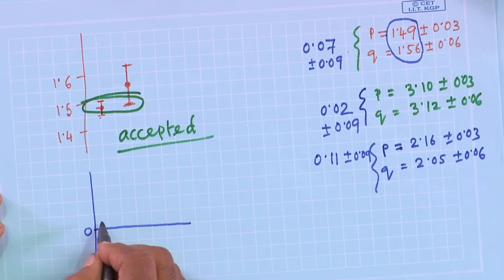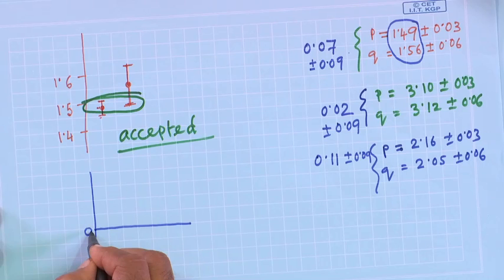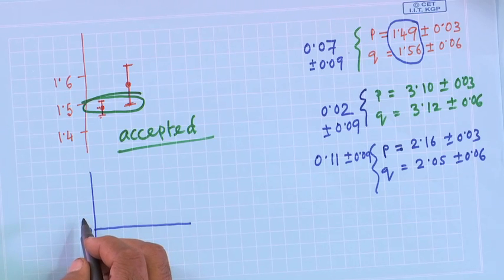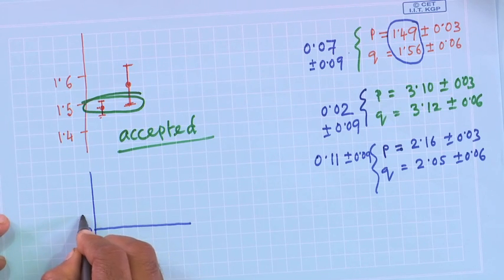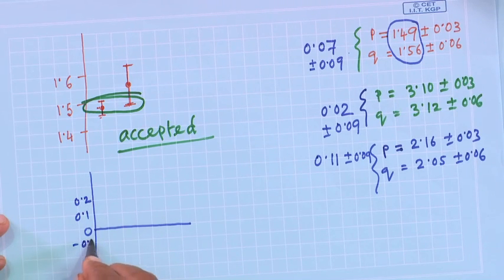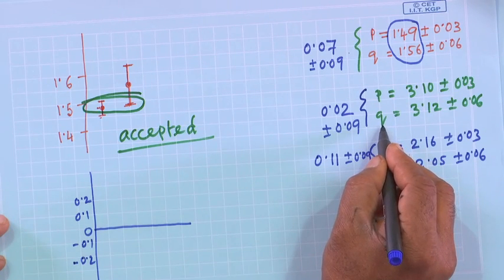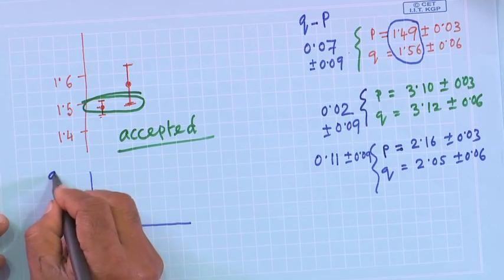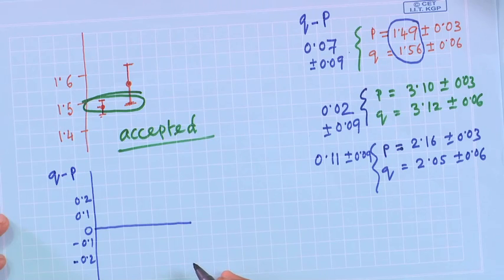So in the first case this is 0.1, then 0.2, minus 0.1, minus 0.2. We have taken basically q minus p. So here we are plotting the q minus p difference with error bars.